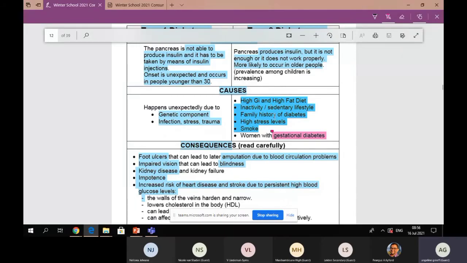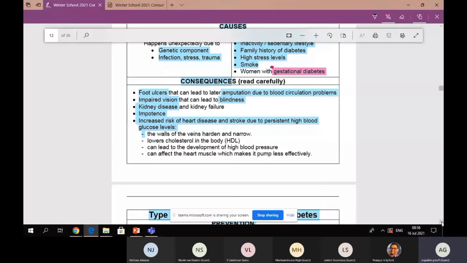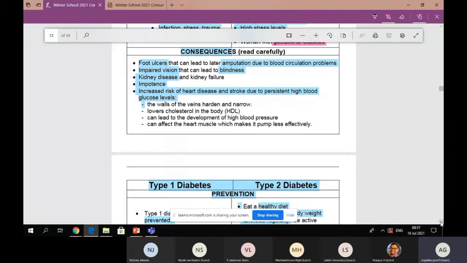Where people have a family history of diabetes, high stress levels, smoke, and then I've explained gestational diabetes to you. Okay, and then there's the consequences. So these are what can happen if we suffer from it and we don't manage it properly, then it can lead to all of those. Okay, need to be aware of that.